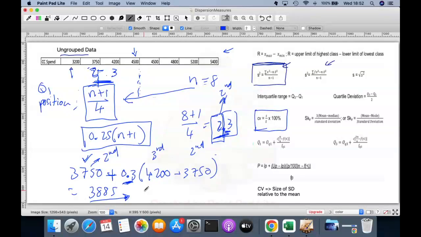Everyone, I'm just going to pause there for a second. Does everyone get that? The first step to working out the quartile position is you use this formula here.